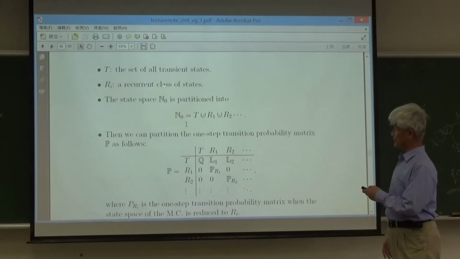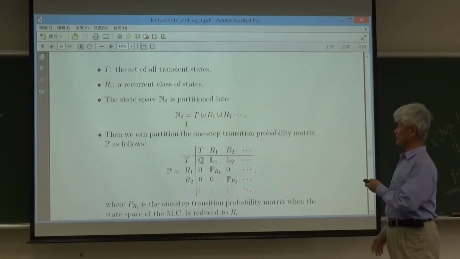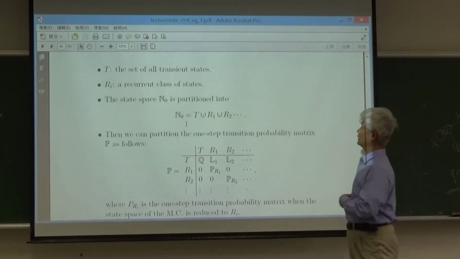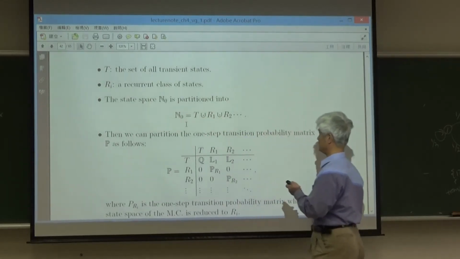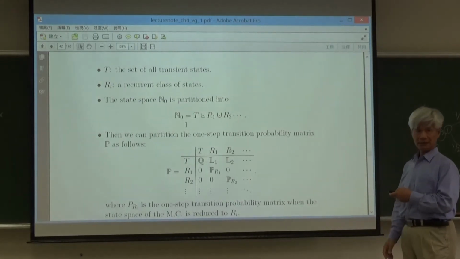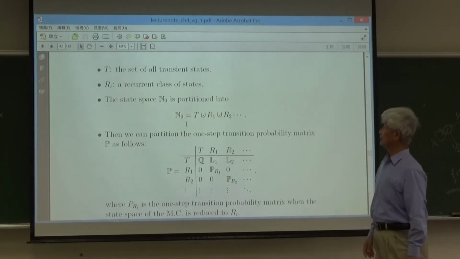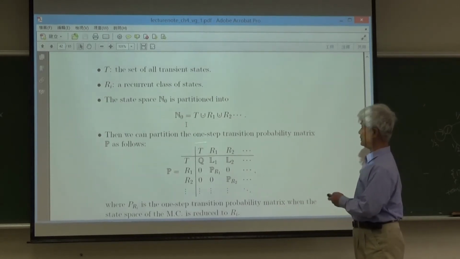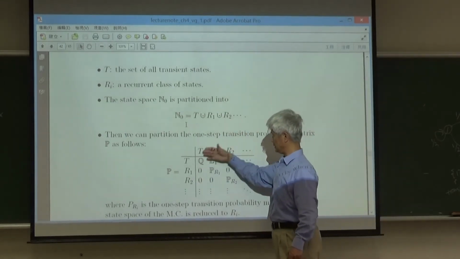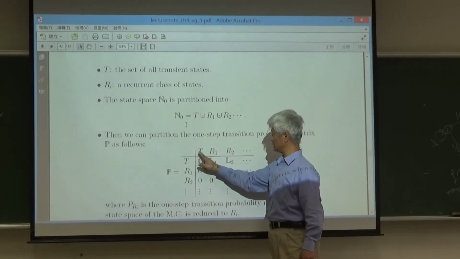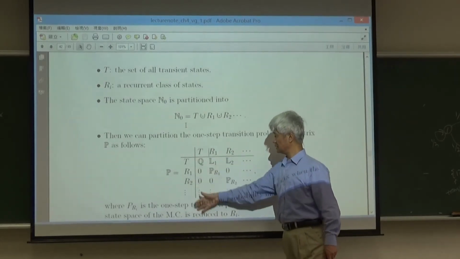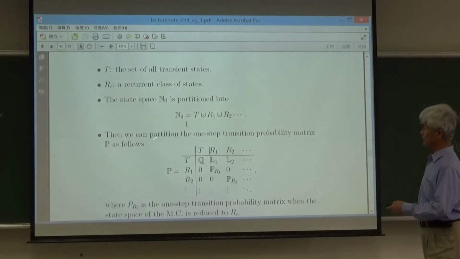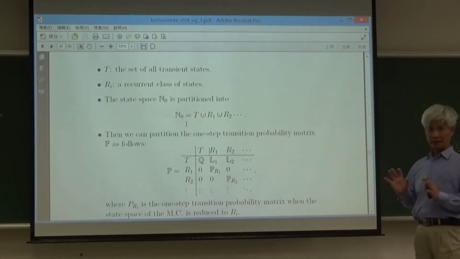All right, so the state space N0 is partitioned into the disjoint union here. We have the set of all transient states, the states in the first recurrent class, the states in the second recurrent class, etc. Okay, so this is one. And so we can partition the one-step transition matrix P by here. All the transient states will be listed here, and all the states in R1 will be listed here, etc. So we can decompose the one-step transition matrix into blocks.